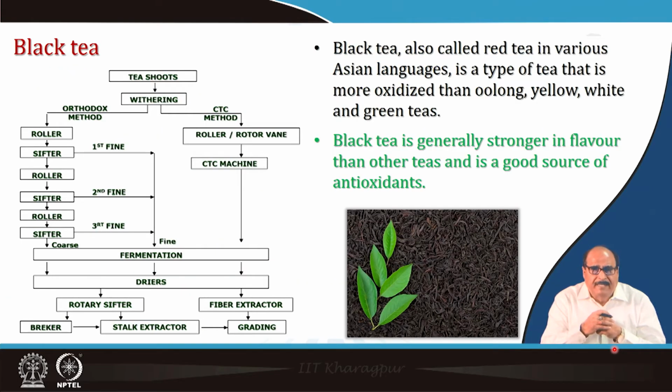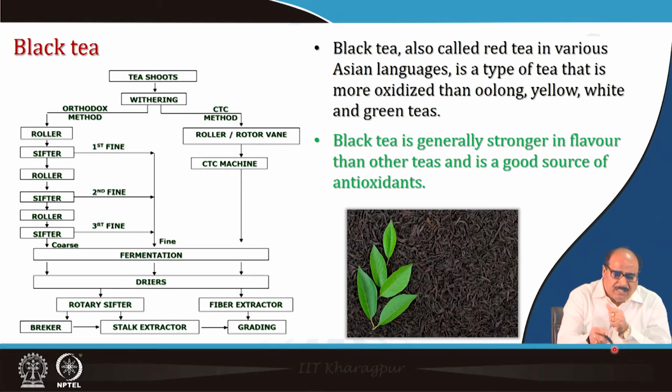Black tea, it is also called red tea in various Asian languages. It is a type of tea that is more oxidized than oolong, yellow, white and green teas. So, these tea shoots are taken, they are withered, and after withering either by orthodox method or by CTC method. Orthodox and CTC we will study in the next slide.